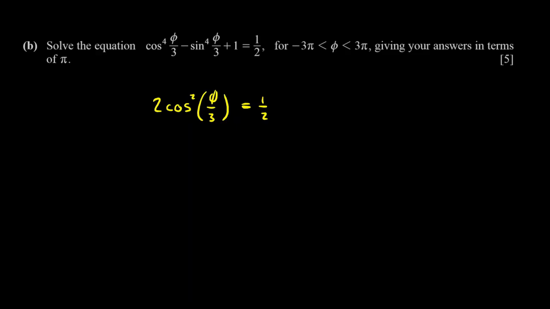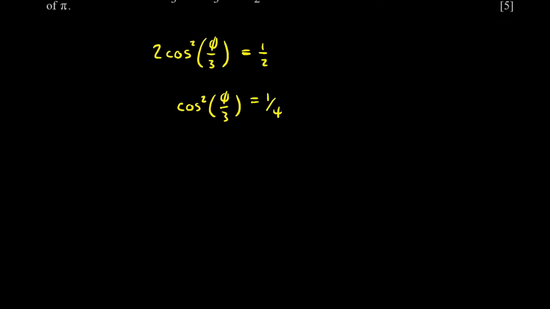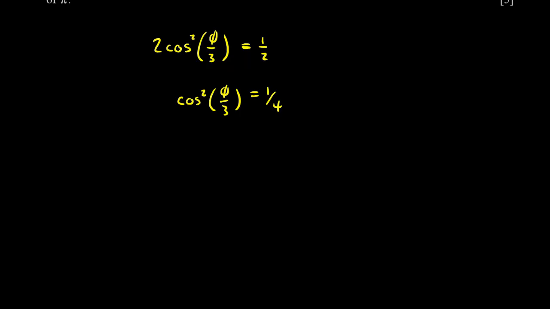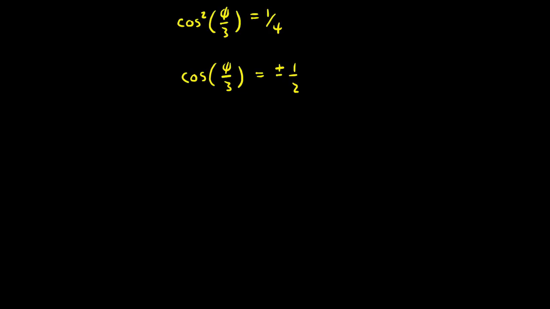And we can rearrange that. We get cos squared phi by 3 is equal to a quarter. And then we can square root both sides. So we're going to solve cos phi by 3 is equal to the square root of a quarter, which is plus or minus a half, right? Because if we square root 4, we get 2. Now, at this point, I always strongly recommend that you use a graph.